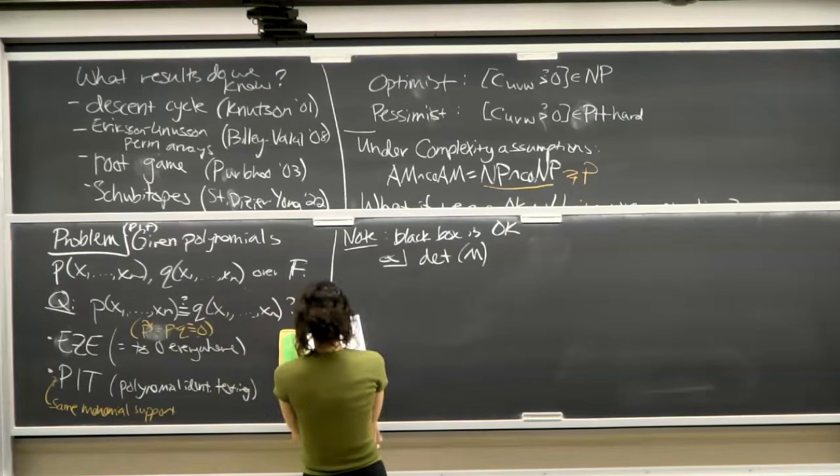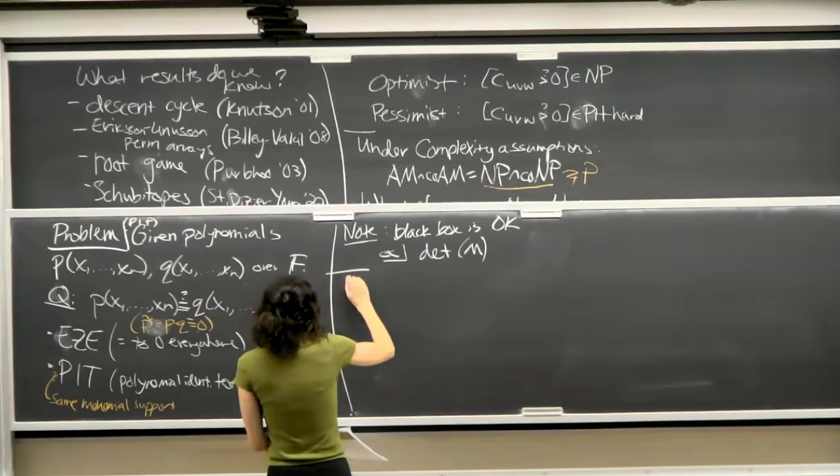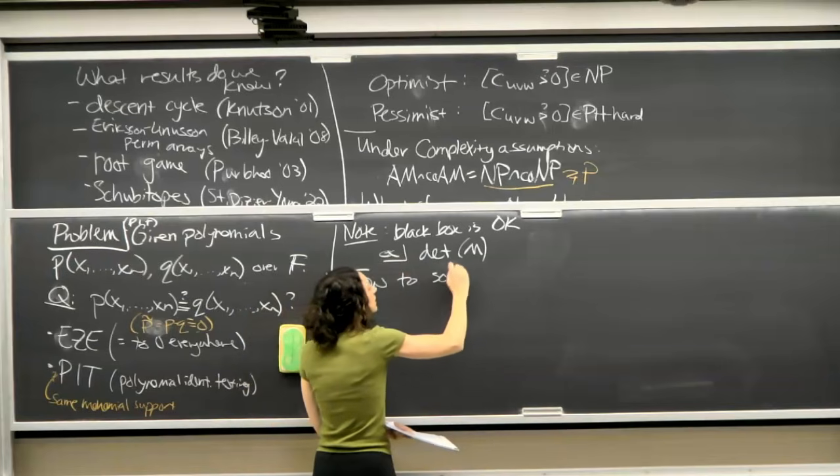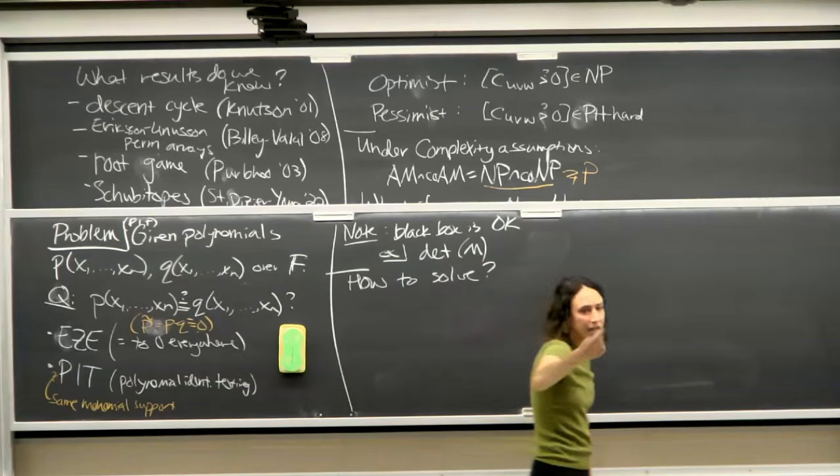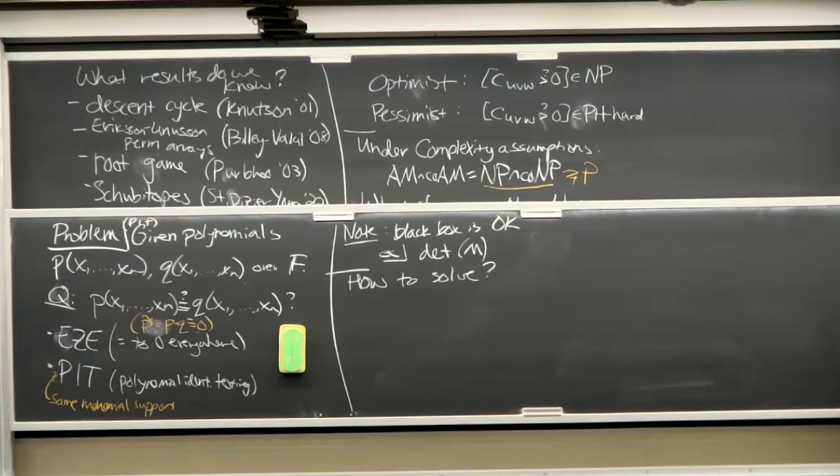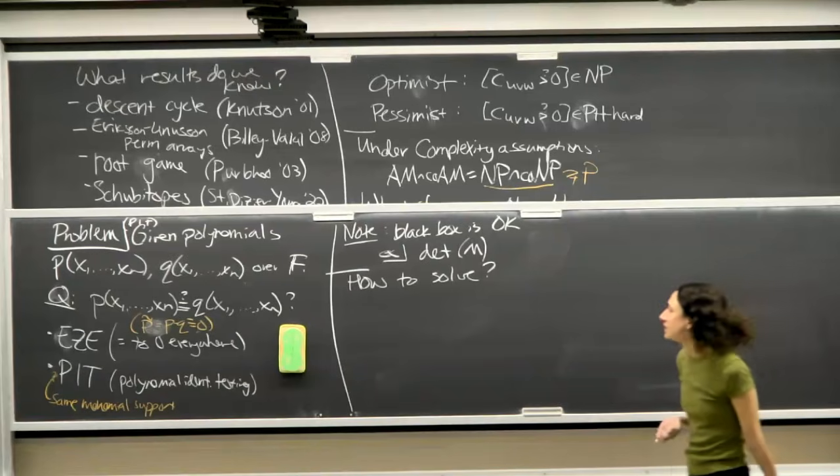Okay, so for this PIT, how to solve it? If I give you a random polynomial and you couldn't go to the coffee break until you decided if it was 0, then what would you do? See if it has more roots than it should. So what you're saying is you maybe just start plugging in things and see if it's always 0.